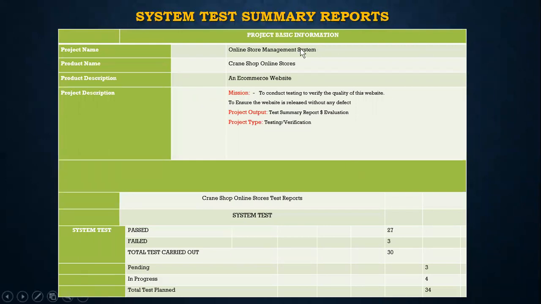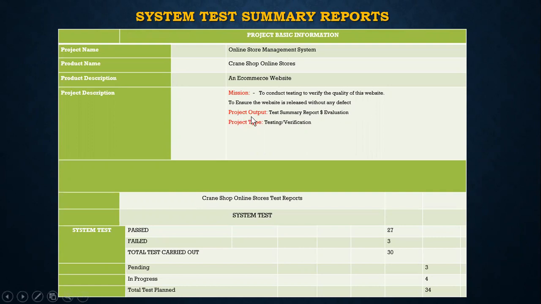We have the project basic information, which includes the project name. The project name is Online Store Management System. The product name is Grain Shop Online Stores. The product description is an e-commerce website. Then the project description itself: we have the mission, which is to conduct testing to verify the quality of this website. The second mission is to ensure the website is released without any defects or errors.